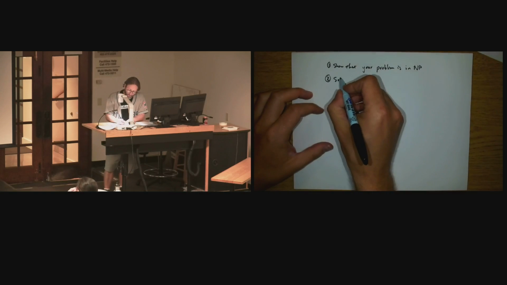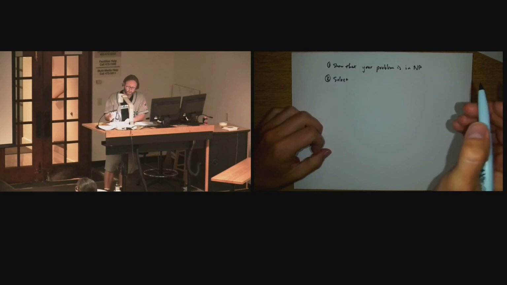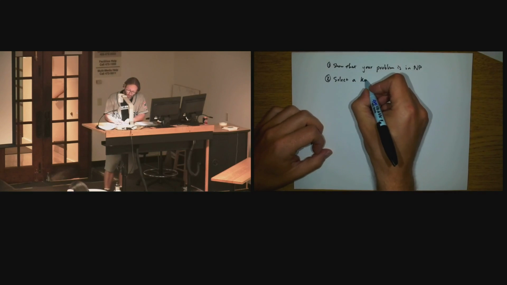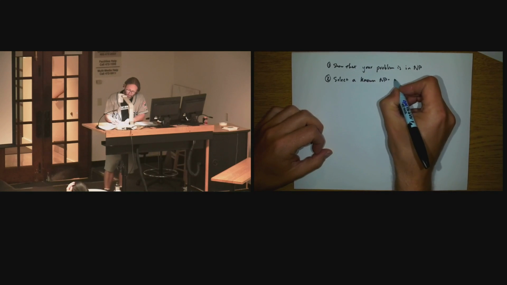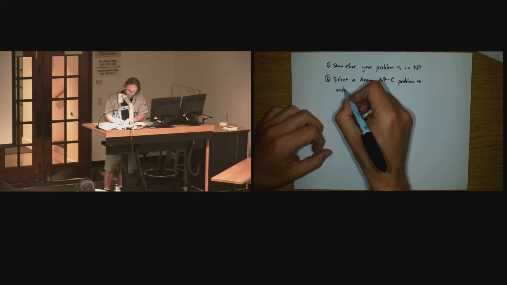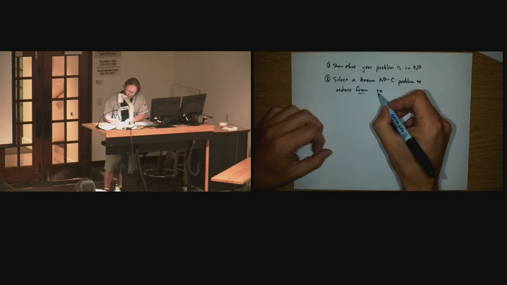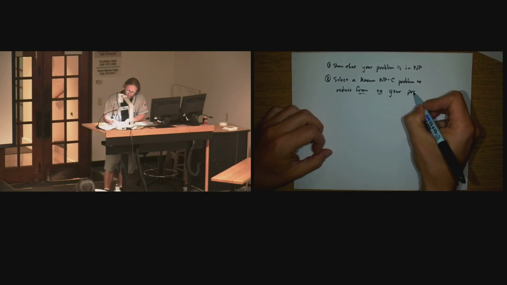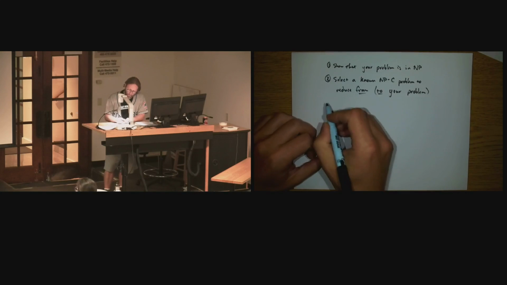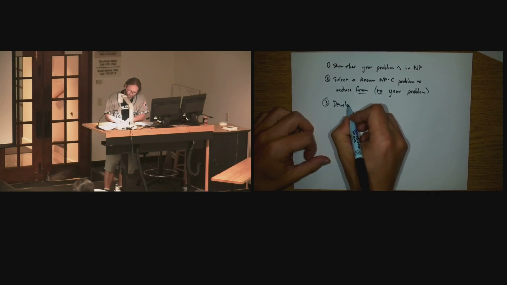Second, this is why Garey and Johnson is a useful tool, because you have to find a known NP complete problem to reduce from. Select a known NP complete problem to reduce from, to your problem that you want to show as NP complete. Third, you develop a mapping.